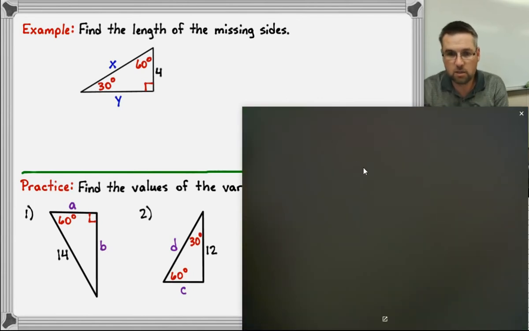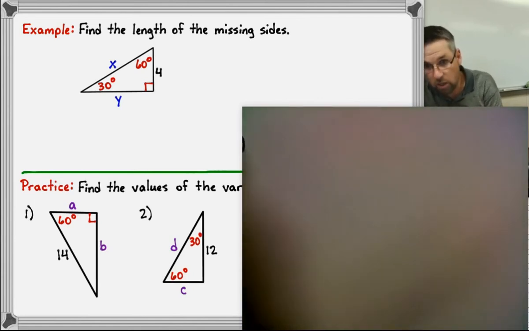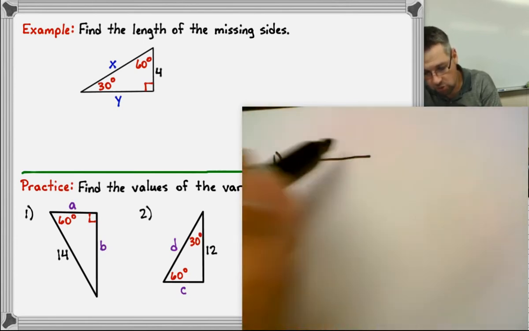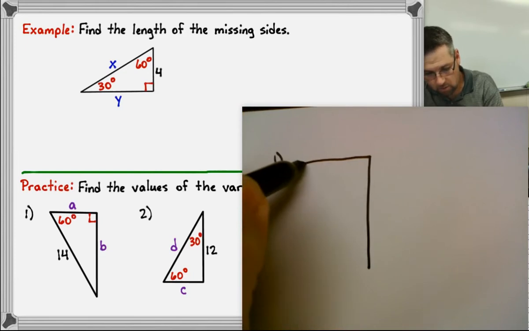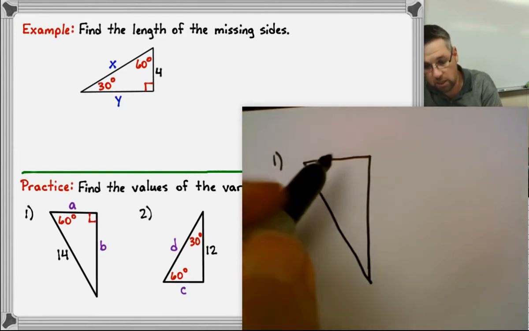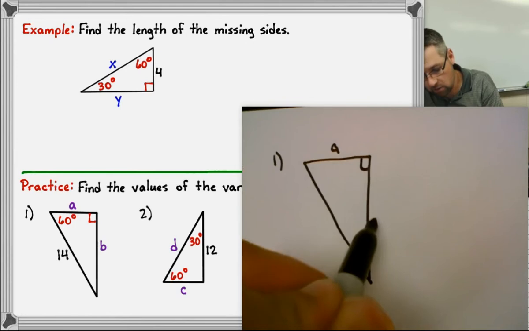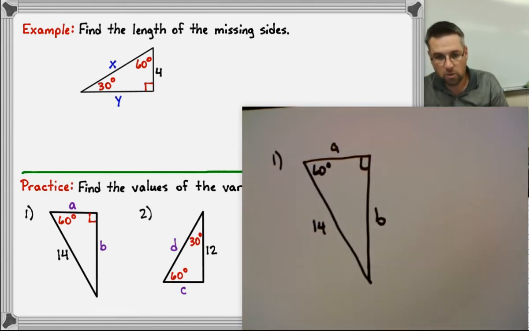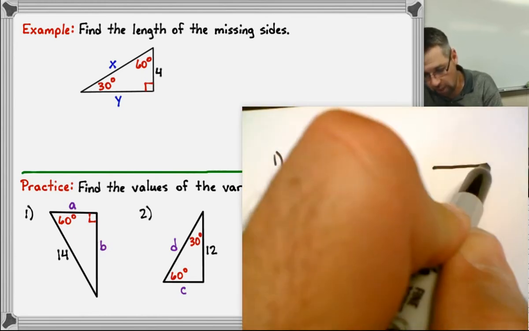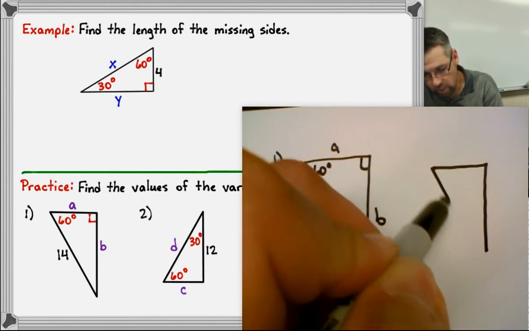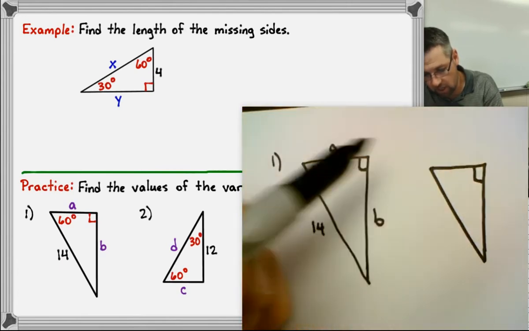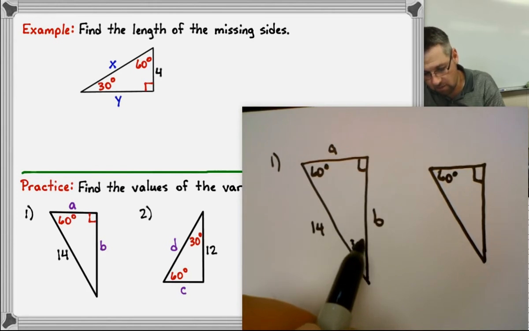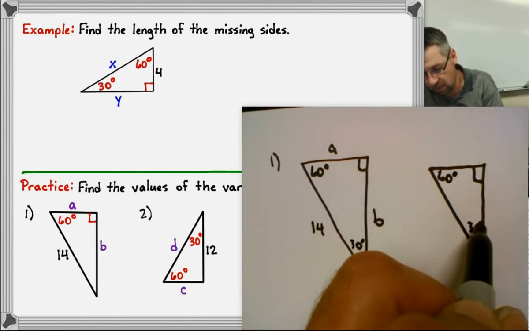So let's see. So for number one, we'll draw the triangle that we're talking about. A little out of scale here, but that's okay. We've got A, 90 degrees, B, 14, and we have 60 degrees. Well, let's go ahead and draw a parent triangle right next to it. We know that the parent triangle is going to be a 90 and a 60 because those are the same. And then this angle is going to be a 30 because it's 30, 60, 90. You have to add up to 180.